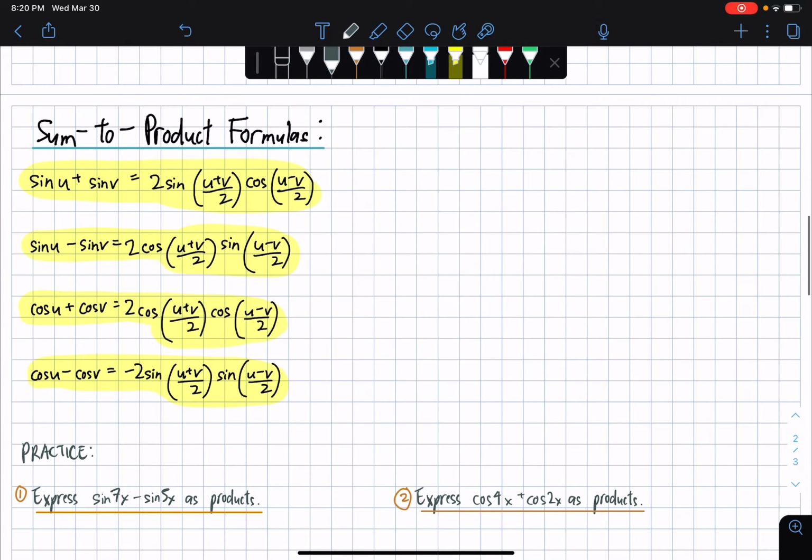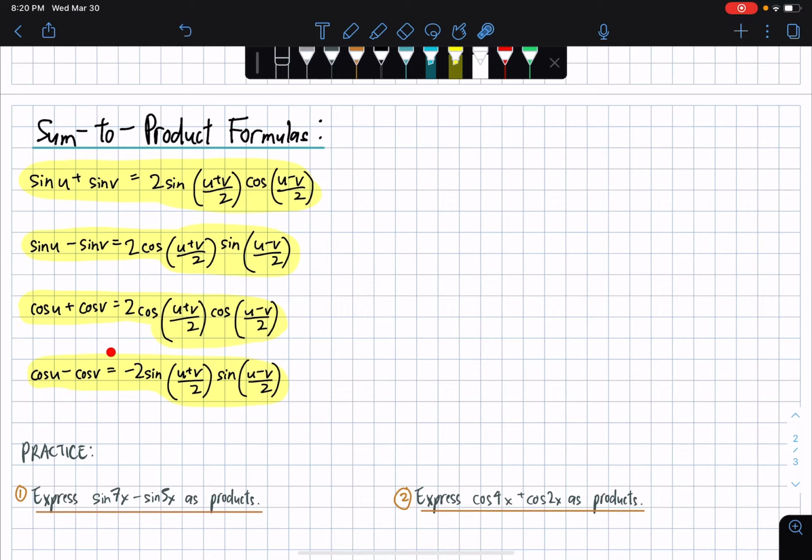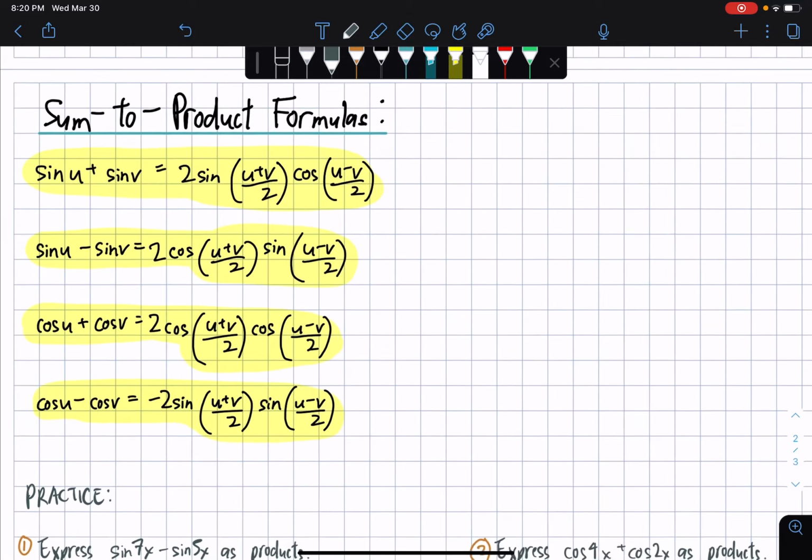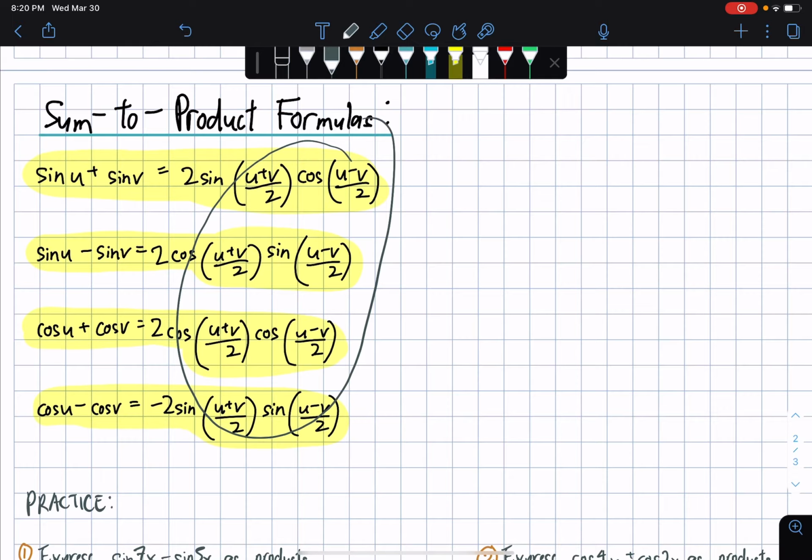Let's move on to the sum to product formulas. Sin u plus sin v, sin u minus sin v, cos u plus cos v, cos u minus cos v. So we have something like this that you might want to comprehend, the differences among the formulas, by yourself. Although let me see what I can do.